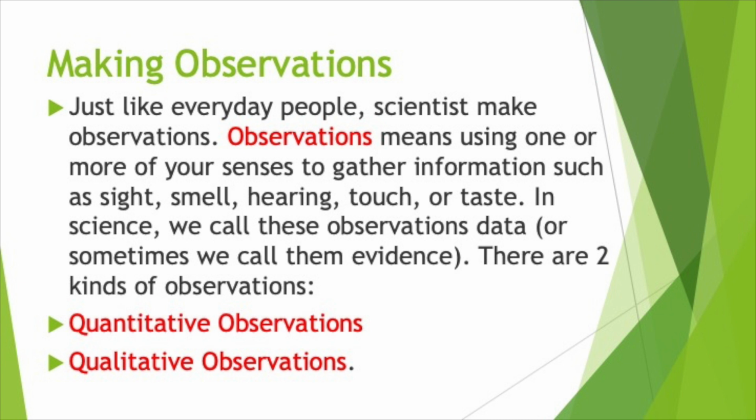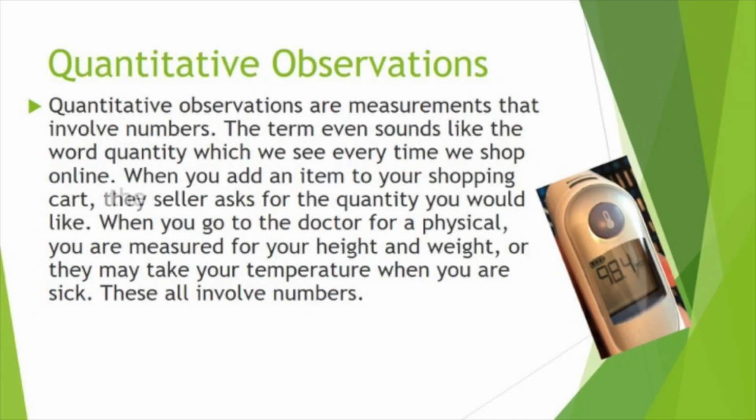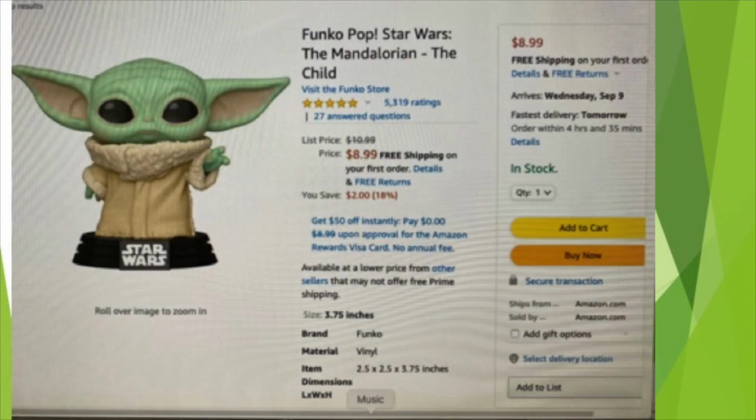There are two kinds of observations that you can make. First one is quantitative observation. Second one, qualitative observations. Quantitative observations are measurements that involve numbers. The term even sounds like the word quantity, which is what we see every time we shop online. When you add an item to your shopping cart, the seller asks you for the quantity you would like. When you go to the doctor for a physical, you are measured for your height and weight, or they take your temperature when you are sick.